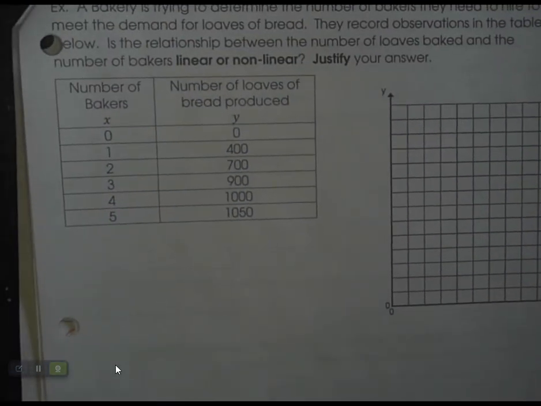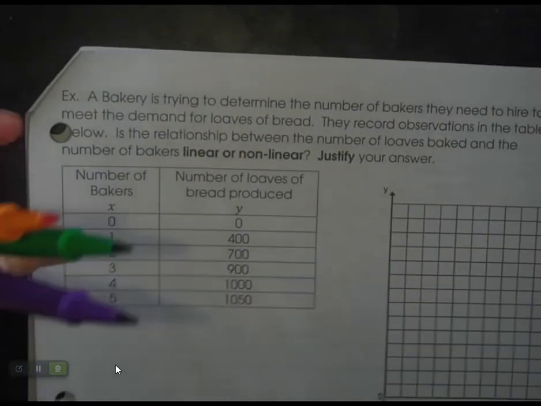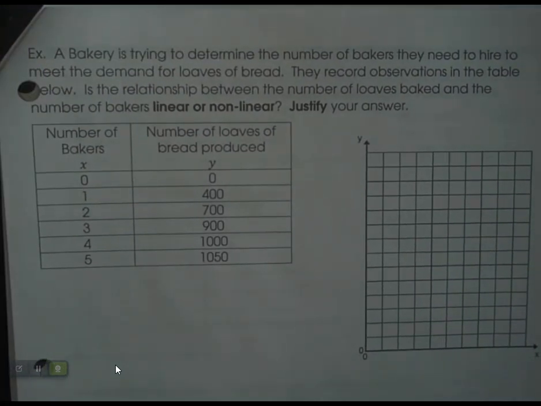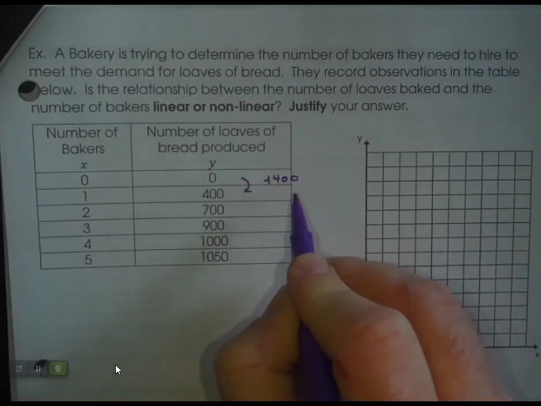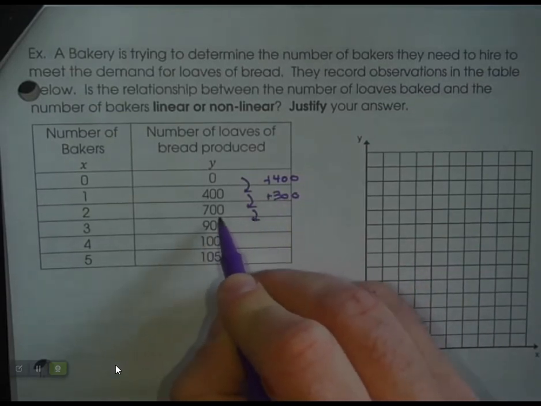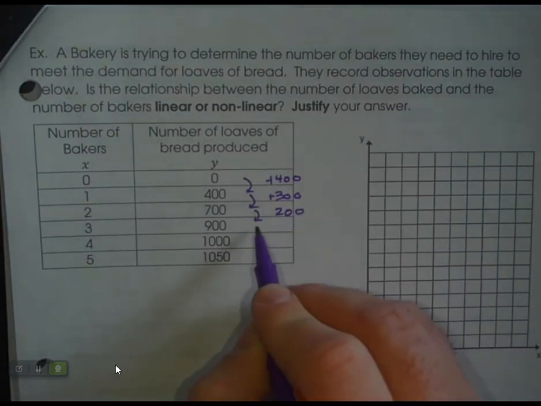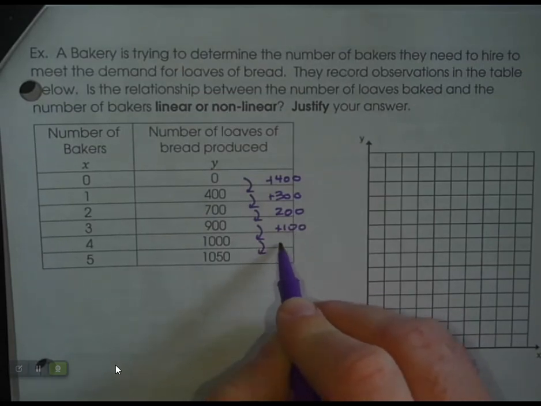All right. So let's look at this last question. A bakery is trying to determine the number of bakers needed to hire to meet the demand of the loaves of bread. They record observations in the table below. Is this relationship linear or nonlinear? All right. So again, I'm going to look at this. How much is this increasing by? 400. How much is this increasing by? 300. How much is this increasing by? 200. How much is this increasing by? 100. How much is this increasing by? 50.